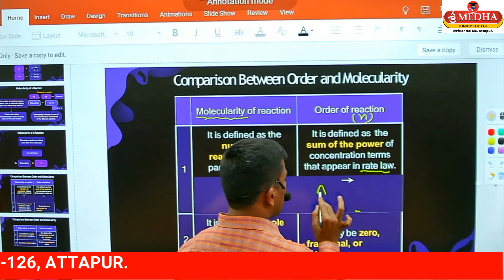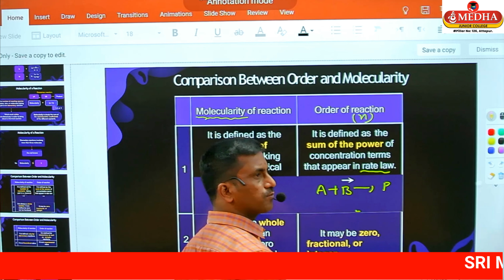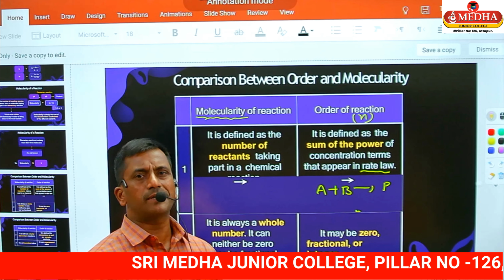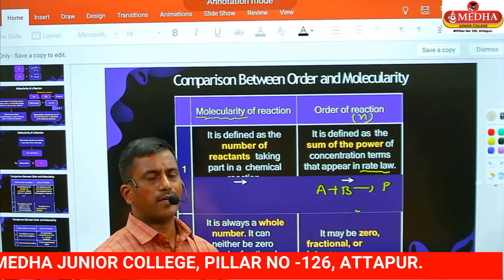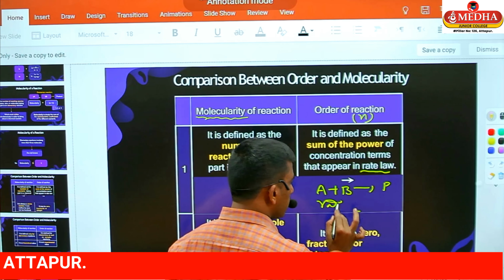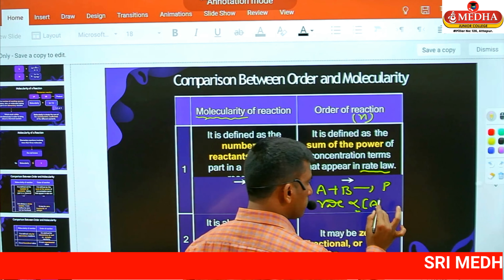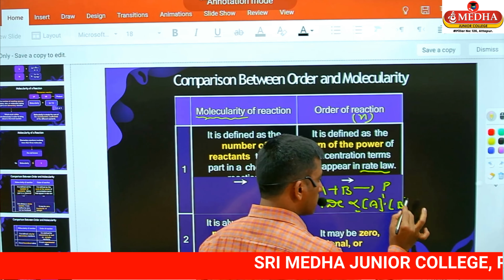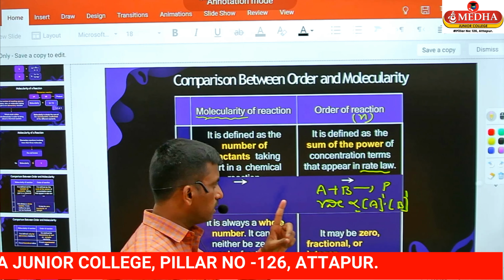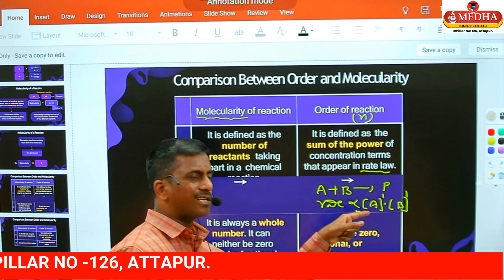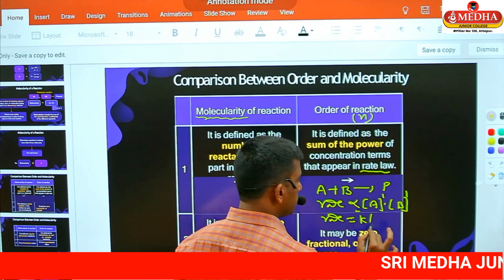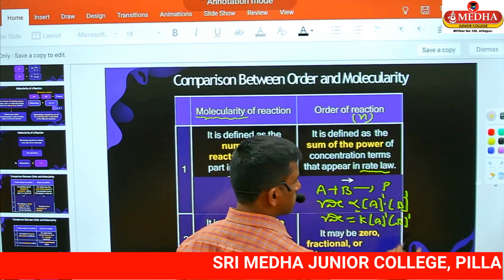For example, A plus B gives products. What is its order of reaction? First apply the rate law. According to the rate law, the rate of reaction is directly proportional to the molar concentration of the reactants. Rate is directly proportional to the molar concentration of A power 1 and the molar concentration of the other reactant B power 1. Removing the proportionality, we write a constant K: rate equals K into concentration of A power 1, concentration of B power 1.